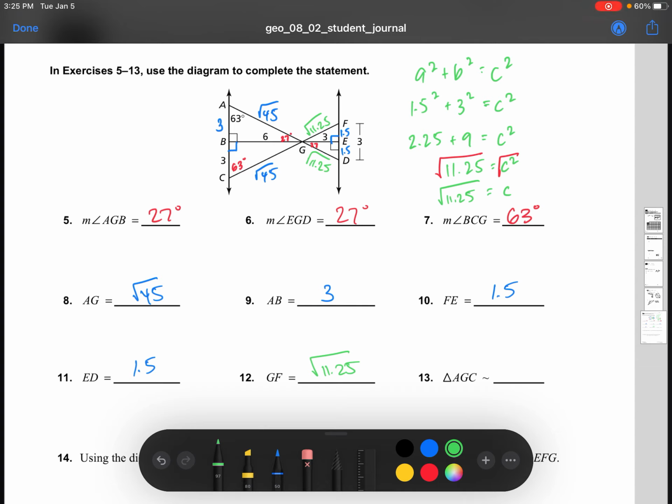And then finally for question 13, we want to find a triangle that is similar. This symbol means similar to ACG. So ACG is this triangle right here. Let's see if we can find one. There are actually 4 triangles altogether that are similar here. I guess we only need to name one of them, though.